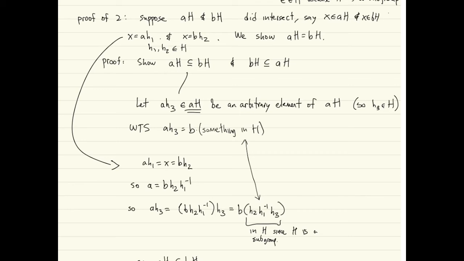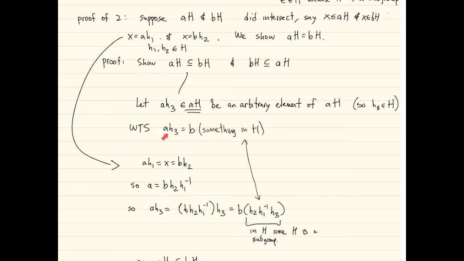Okay, so what we do know is that A times H1 is equal to X, and that's equal to B times H2. That's coming back from up here, from our assumption that these two cosets intersected. And so we're trying to show something involving H. So let's take this equation, A times H1 equals B times H2, and solve for A by multiplying on the left by H1 inverse. So I get that A is equal to B H2 H1 inverse.